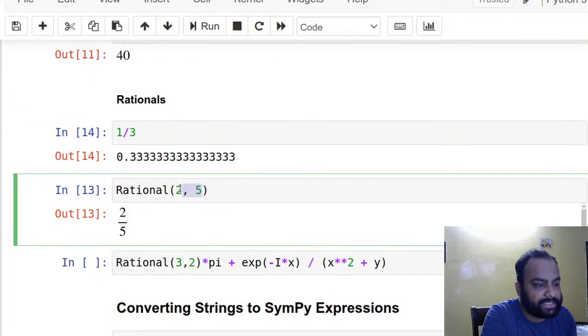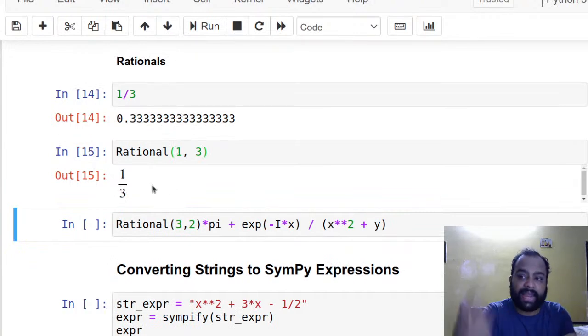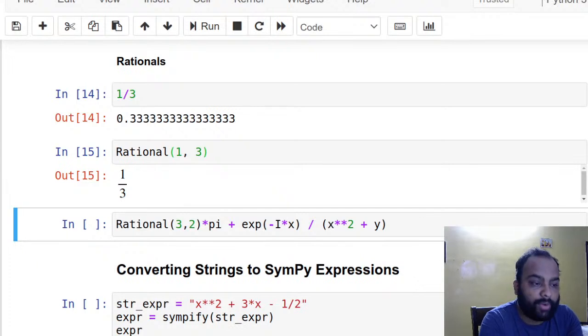But for rationals, if I say 1 comma 3 here, this is a rational representation. This is an exact representation of 1 by 3. This kind of exact representation is often important while you are doing numerical computations. In symbolic computation, this is being treated as a symbol.